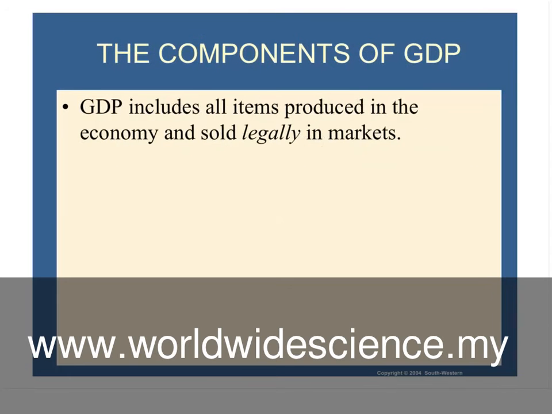GDP includes all items produced in the economy and sold legally in the market. So only legal products, not the illegal products. Those that are produced in the economy and are sold legally in the economy, in the market.